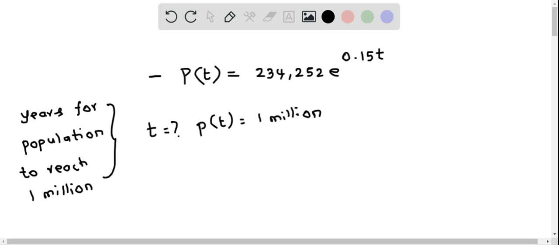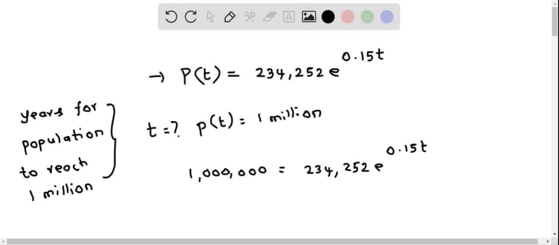So I'm going to substitute P of t equals 1 million into this population model and determine the t. So let's do that. Replace P of t by 1 million. 1 million equals 1 followed by 6 zeros. This is 1 million. And this equals 234,252 e raised to the power of 0.15 t.